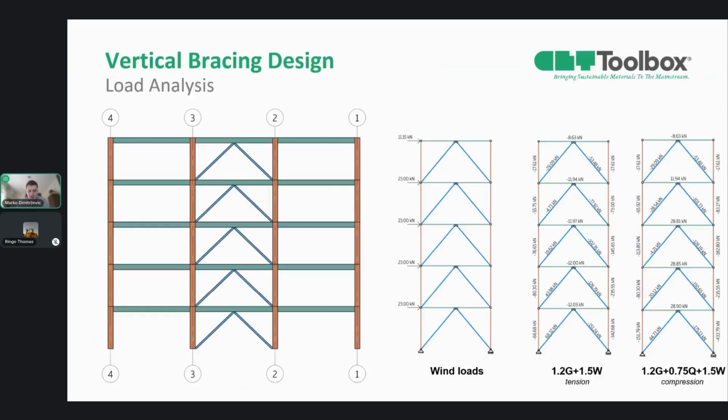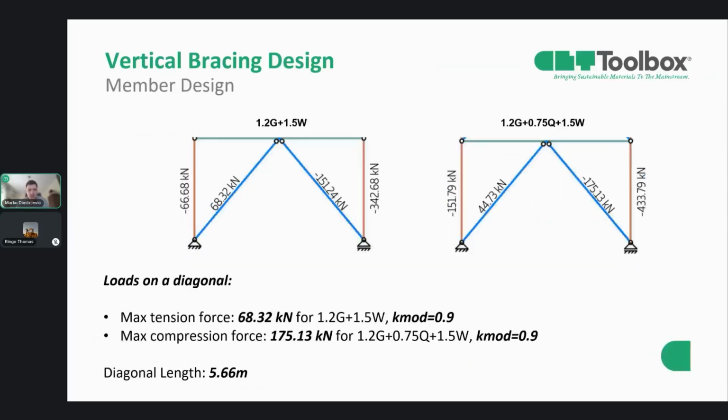So we can see that wind is governing in both load combinations, of course, and we have information for every element in this bracing system. So we're going to design only the ground floor elements. So we have loads in the diagonal. So maximum tension force is 68.32 for tension, and for compression we have 175.13.